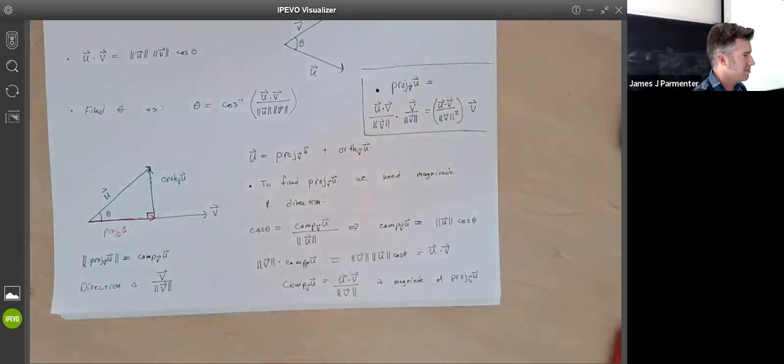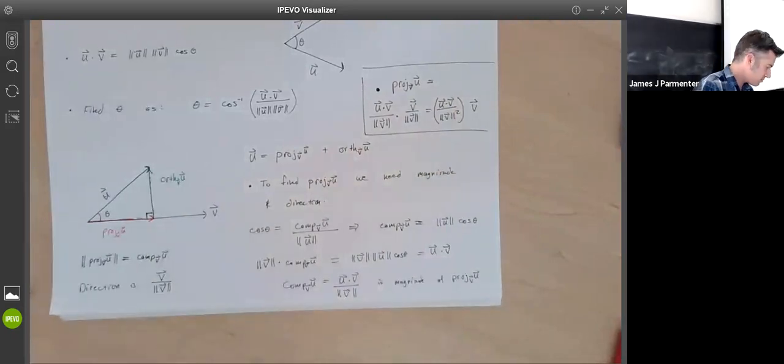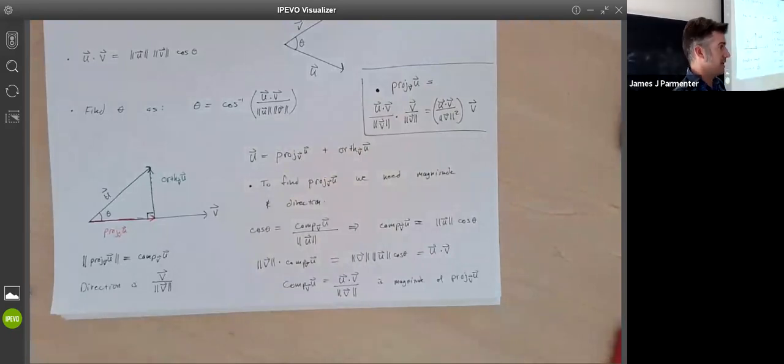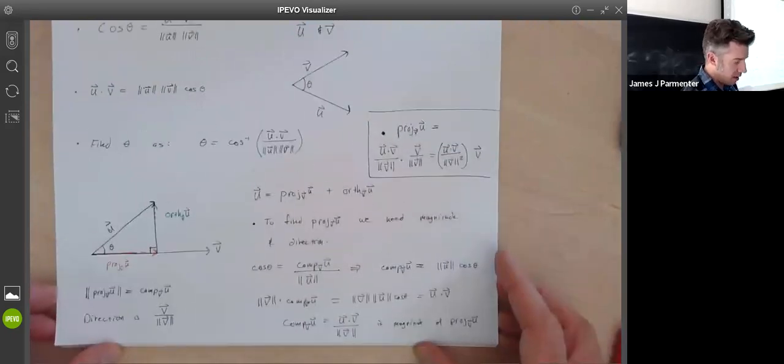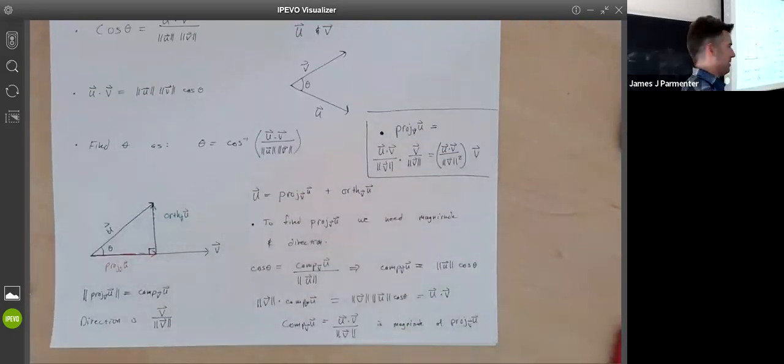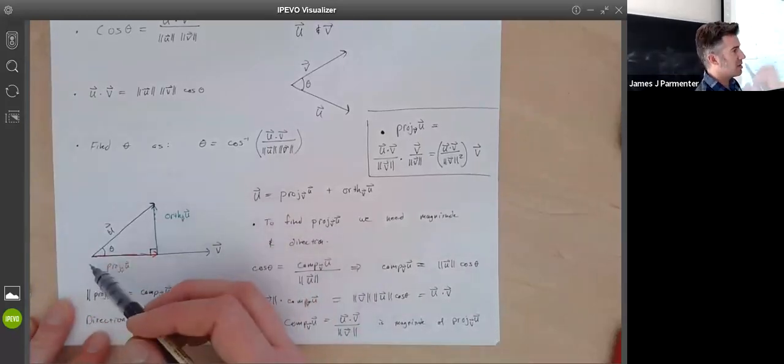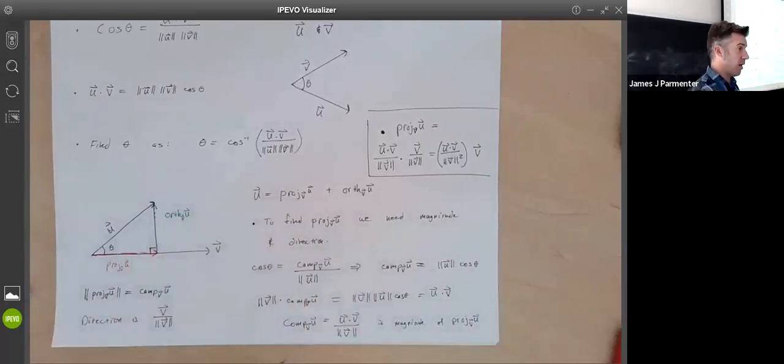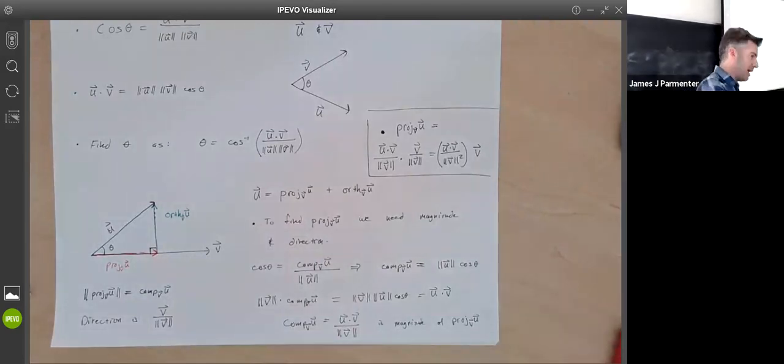It's kind of gross, but it is what it is. That's the formula for the projection. There's no other better way to say it. That is the projection of u onto v. In other words, how much of u is in the v direction. I suppose you could call the component the "how much" part, and the projection is the vector that is in that same direction.